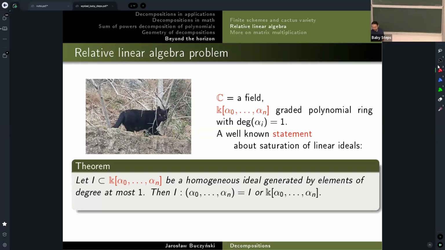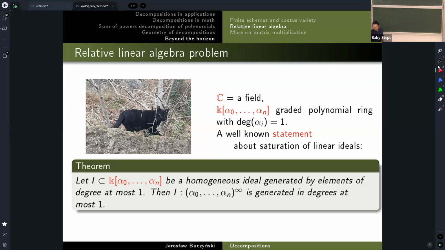Then, if I take the colon ideal of I with respect to this maximal ideal containing all the variables, then it's either I or the whole ring. If you contemplate it a little bit, you will find out that this is fairly straightforward. And then I will rephrase it a little bit. Oh, this infinity should be gone from here, so just ignore the infinity sign.